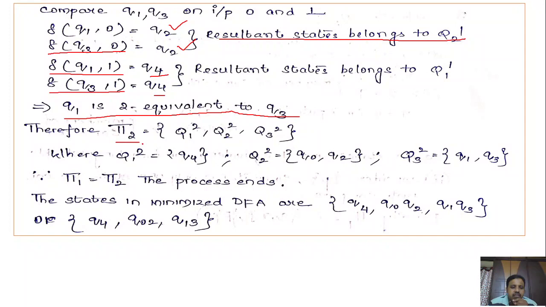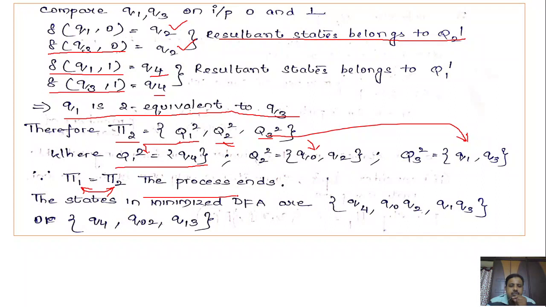So what is the pi 2 value that we are having? q1 power 2, q2 power 2 and q3 power 2. So we are having three sets. The first set has the final state, the second set is q0 comma q2, and the third set is q1 comma q3. Now if you observe, pi 2 and pi 1 values are the same. So this partitioning method will end here, right? This process ends here.